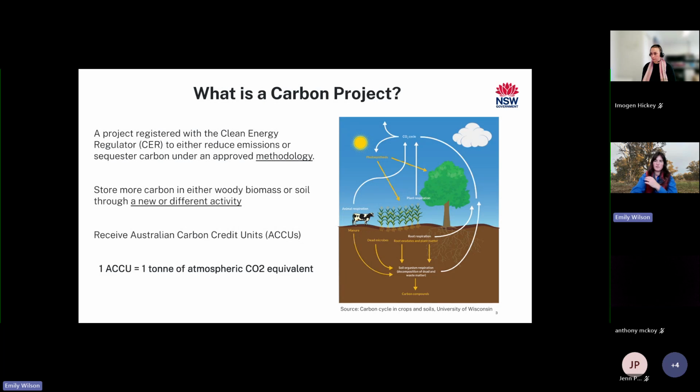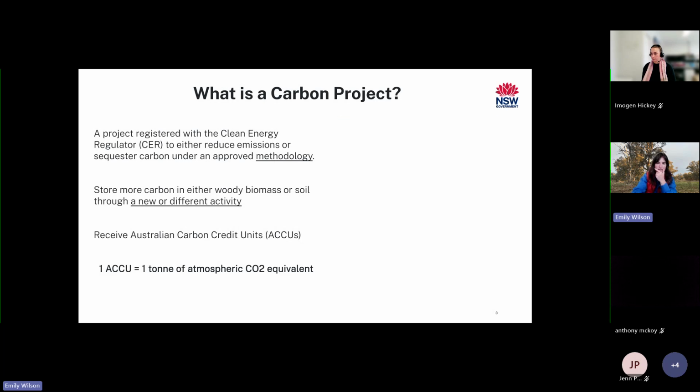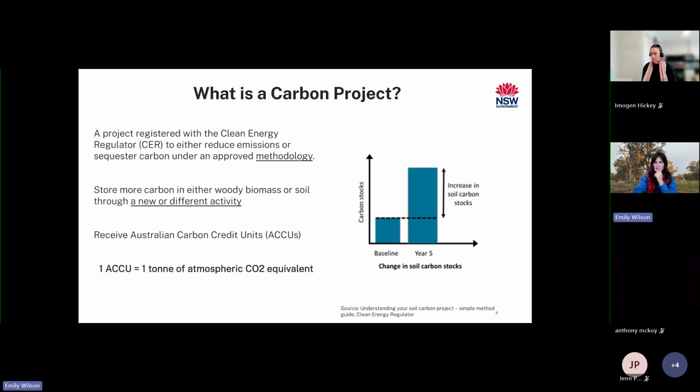So a project works by measuring carbon at the starting point of a project, which is also known as the baseline period. So this is your baseline amount of soil carbon. For tree plantings, you're planting where trees weren't before, so it's going to be 0, but for soil carbon, you're going to have to go in and measure that starting point.